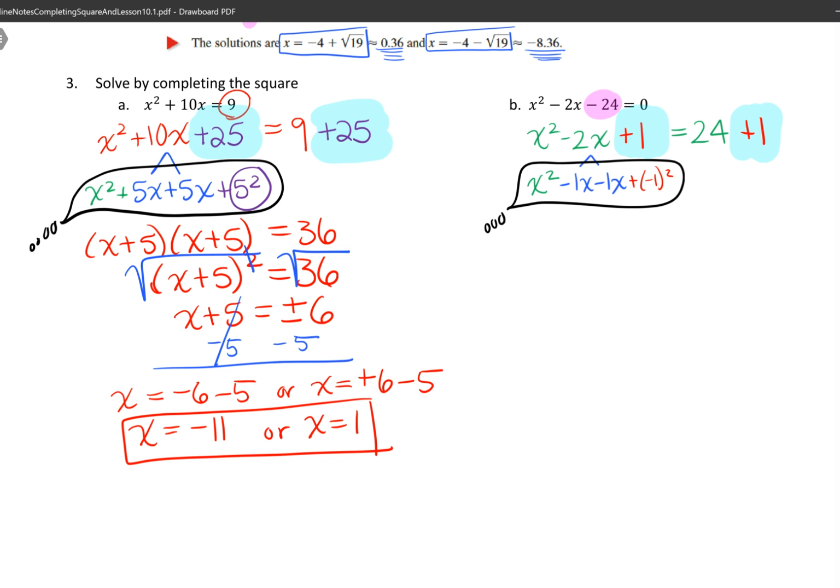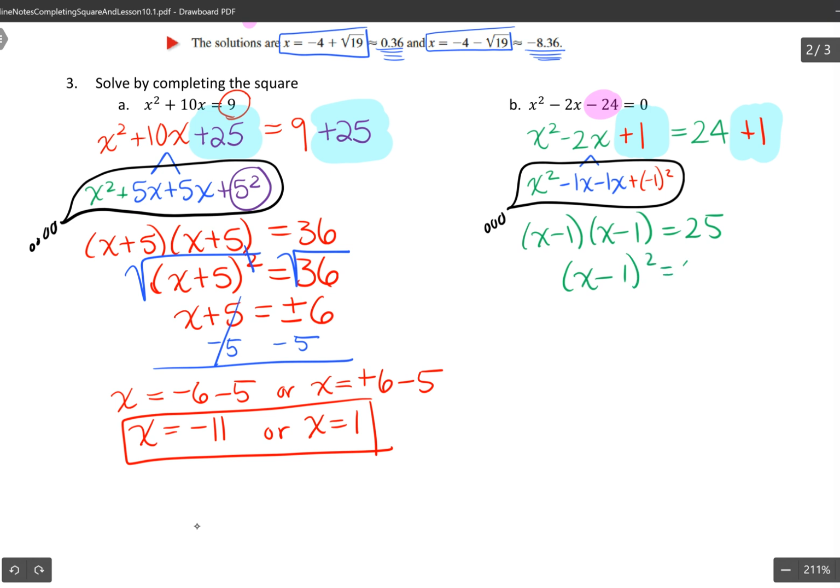Okay. So then I'm going to factor. So when I factor this, this can become an x minus 1 and an x minus 1 equals 25. Then I write it, since it's the same, as x minus 1 quantity squared equals 25. Again, to just get rid of the square, we take the square root, and so now I have x minus 1 equals plus or minus the square root of 25, which is 5.